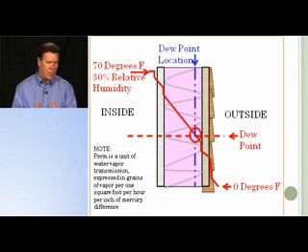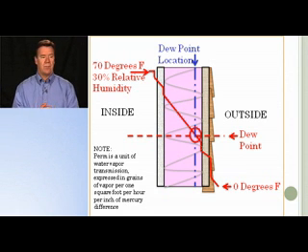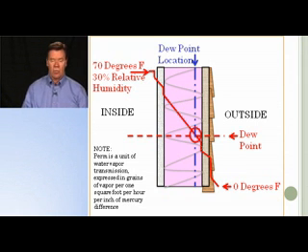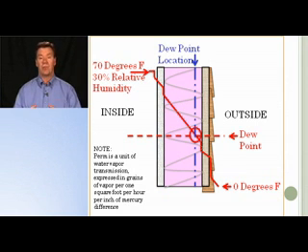So that's another reason that we seal up our wall cavities and do a good job of insulating them, because we want to make those surfaces as warm as possible so there's less potential for condensation. So when we refer to a dew point, what we're talking about is the temperature at which the moisture in the air condenses.